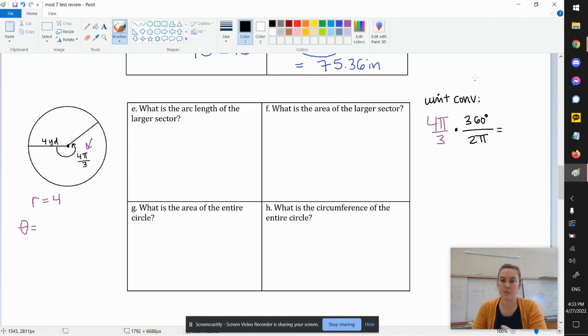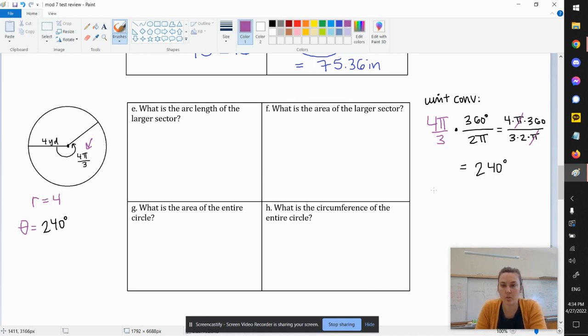Now I simply do this multiplication. I would do 4 times pi times 360 on the top, and I would do 3 times 2 times pi on the bottom. I'm going to cancel the pi's to make sure nothing's wacky in my calculator for rounding. Then I'll do 4 times 360 divided by parentheses 3 times 2 and get 240. Pretty good.